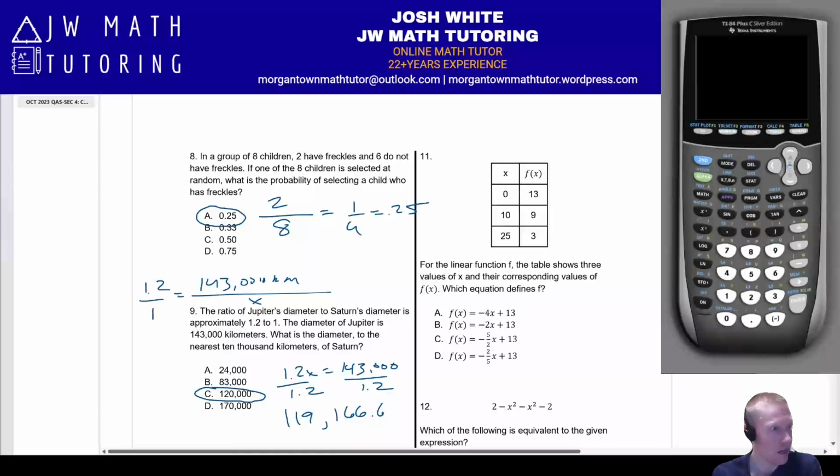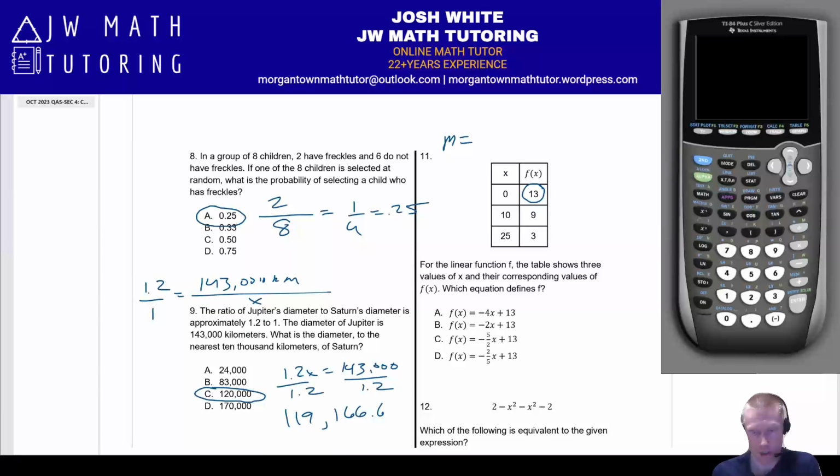For number 11, on the right side now, here we have a table of values, and they tell us it's a linear function, a line. They want to know the equation of the line that goes through these points. The way I would do this first is to notice that the y-intercept, the b value, is right here at 13 because it has an x coordinate of 0. All the answers already have 13, so that doesn't help us eliminate any. So next, let's figure out the slope.